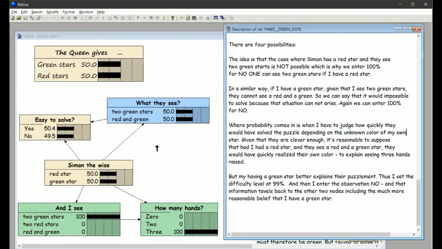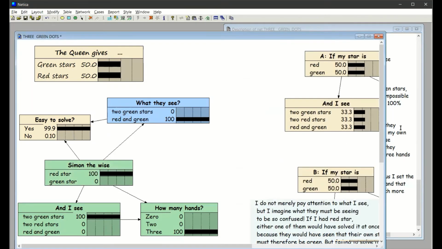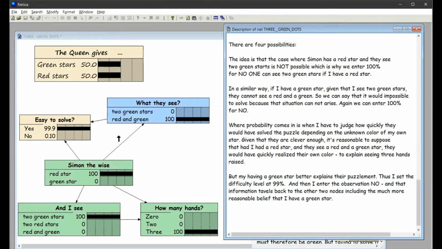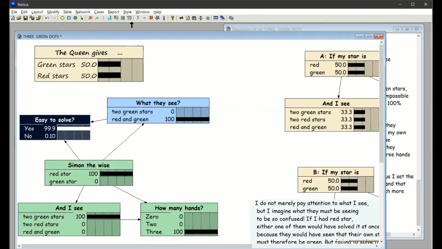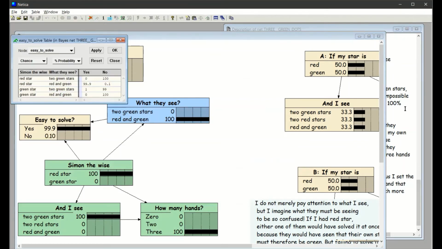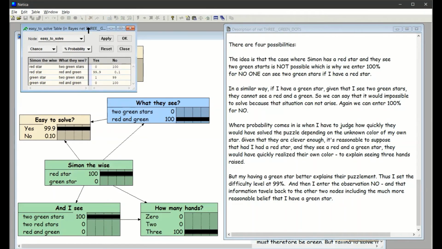But then he decides to model what they must be seeing. And he figures, well, let's have a look here. If I had a red star, he says, well then, they would see a red and green star. But then it would be easy to solve. And let's see why. Right, let's look into the brain.